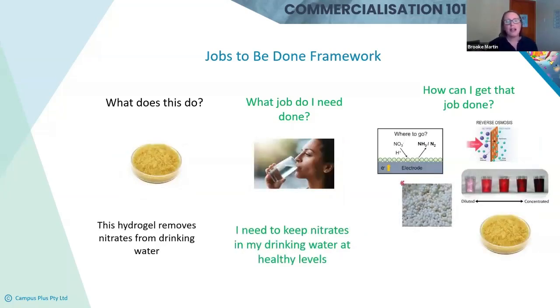Take the example of a hydrogel technology that can remove nitrates from drinking water. So what is the job that this hydrogel is doing? Well, when people are using something like this hydrogel, what they really want, the job that they're really hiring it to do, is to keep nitrates in drinking water at healthy levels. And then when you look in the market about how people are actually giving effect to that, there are a range of different mechanisms: resin beads, ion exchange, reverse osmosis, and interestingly, just plain dilution. So pouring clean water into nitrate contaminated water to dilute the contamination down to acceptable levels.